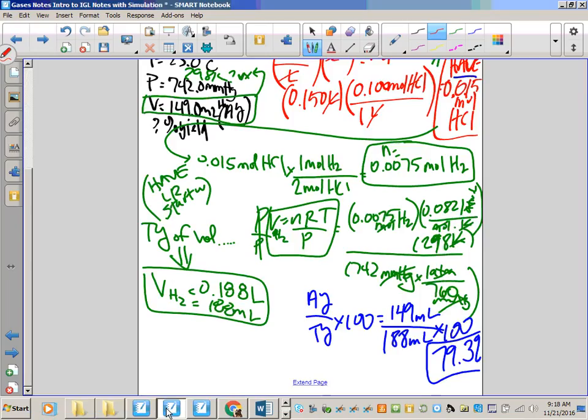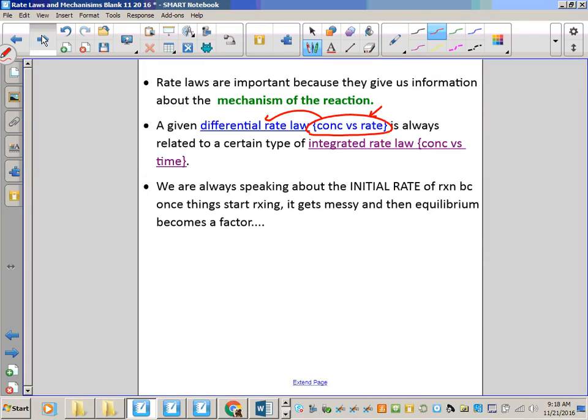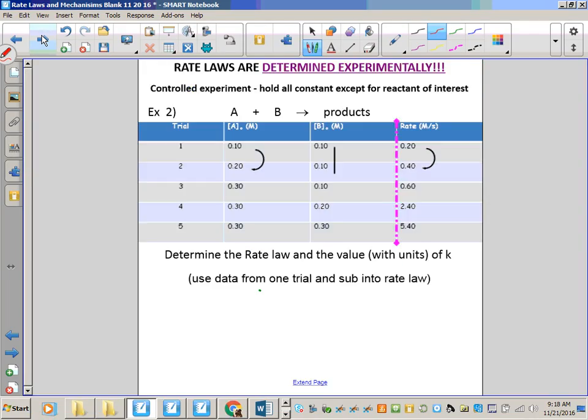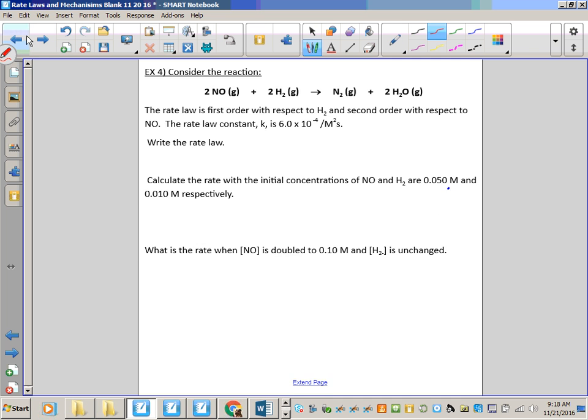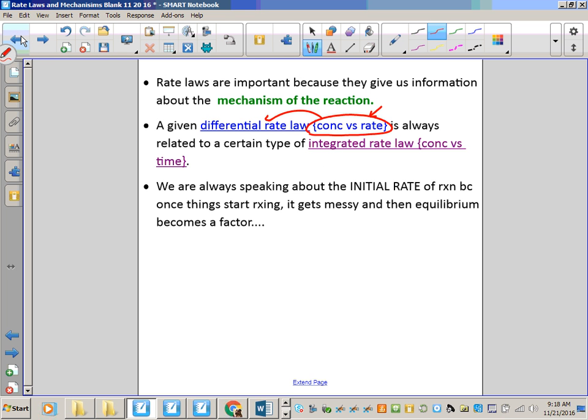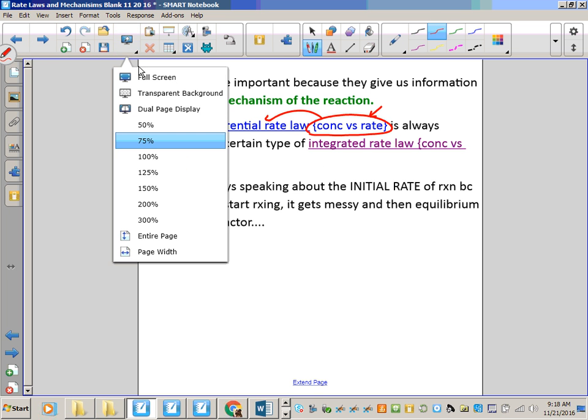I don't have a graph right here. Hold on. I'll just graph one.